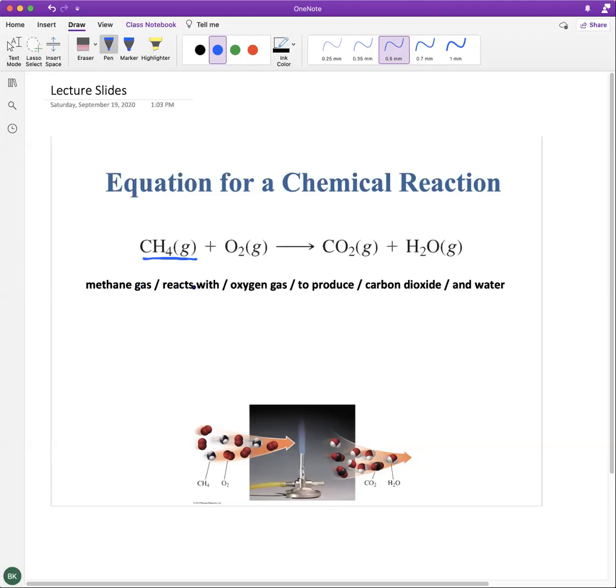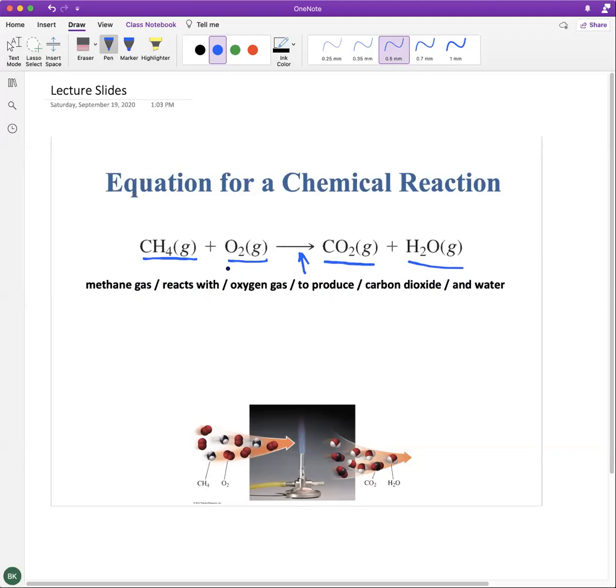So methane gas reacts with, and then we read out this is oxygen gas. Then we use the term to produce. That's our yield sign, so it's producing something new. And we're saying carbon dioxide. Oh, I didn't put gas, but we should have carbon dioxide gas and water gas.